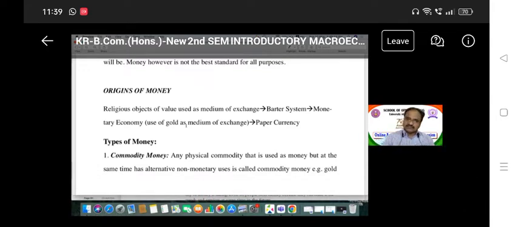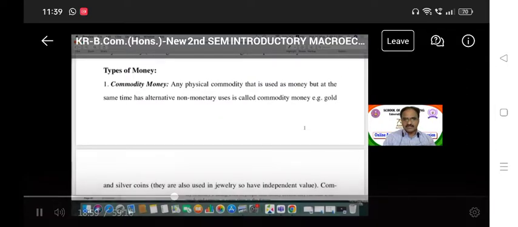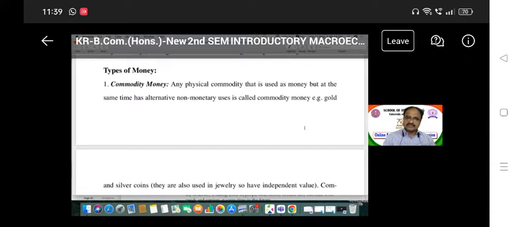And after that, paper currency. Now, e-currency we are using. E-currency is also being used nowadays. Okay, so in the historical order of the use of money, first is commodity money. What is commodity money? That is the barter system we were using. Commodity money is one good for another good.